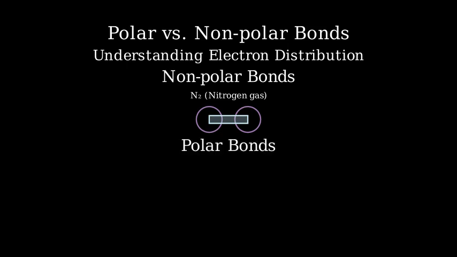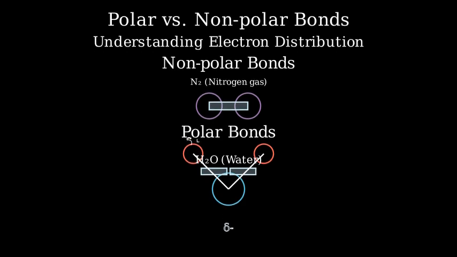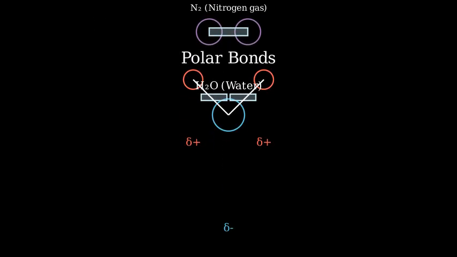Now, let's look at polar bonds. In a polar bond, one atom has a stronger pull on the electrons than the other. This happens when one atom is more electronegative. Water is a classic example. The oxygen atom, being more electronegative, pulls the shared electrons closer to itself, creating partial charges. This creates a partial negative charge on the oxygen and partial positive charges on the hydrogens.